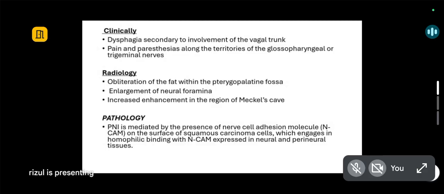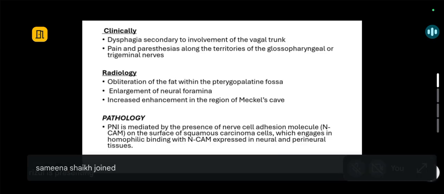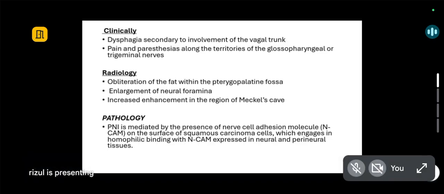Now, how do we define clinically the involvement of perineural invasion? Like the symptoms of dysphagia secondary to involvement of the vagal trunk, or pain and paresthesias along the territories of the glossopharyngeal or trigeminal nerves. Radiologically, it's an obliteration of fat within the pterygopalatine fossa, or enlargement of neural foramina, or increased enhancement in the region of Meckel's cave.